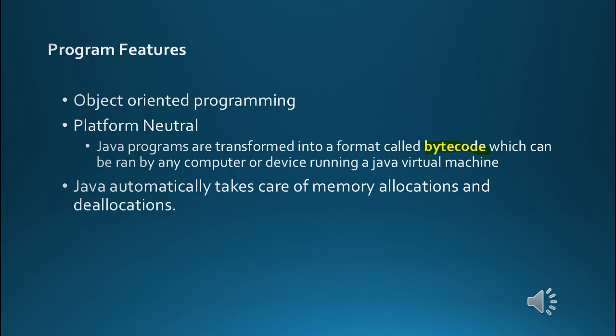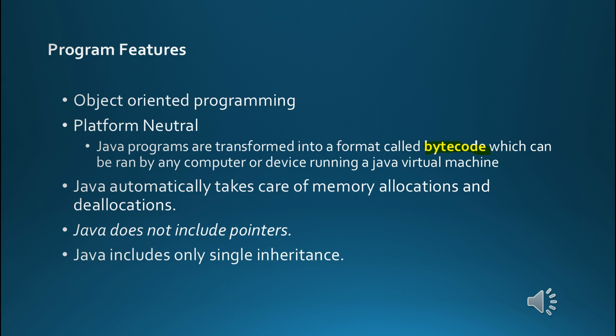Also, I want to point out Java does not include pointers. If you're coming from the C and C++ side of the house, you're not going to find any pointers in Java. There are other ways of doing it and we'll talk about that later in the semester. And one other point is Java includes only single inheritance. This goes back to object-oriented programming, but it means we can only have one source of inheritance. So if you're coming from the C and C++ side of the house, you're going to find you only have single inheritance on the Java side.